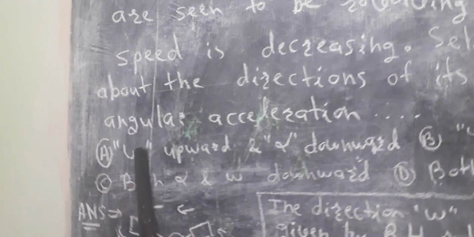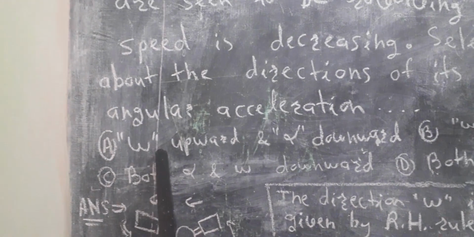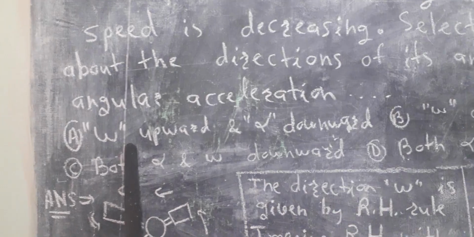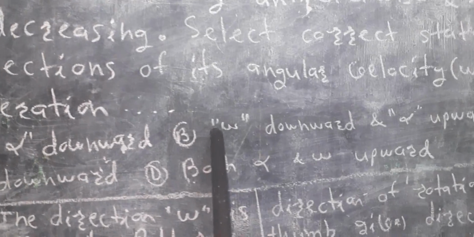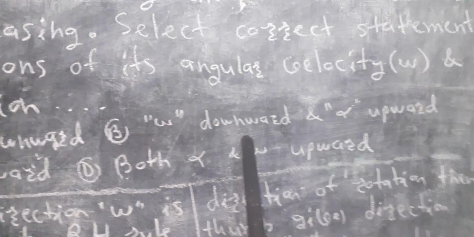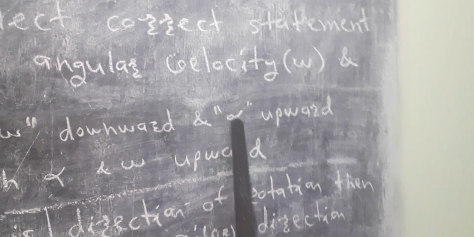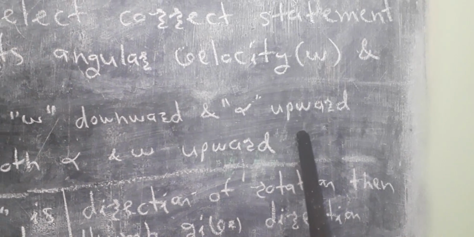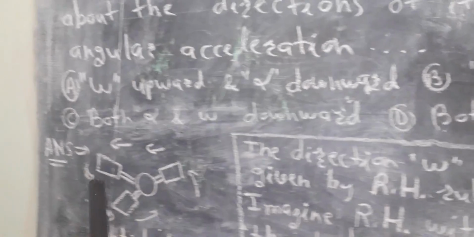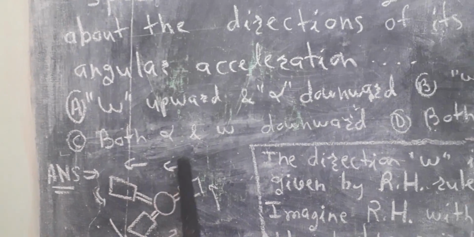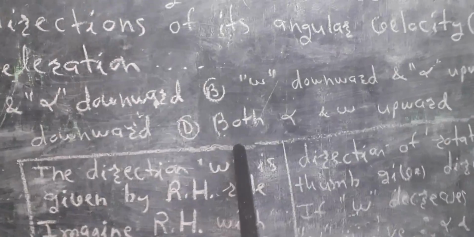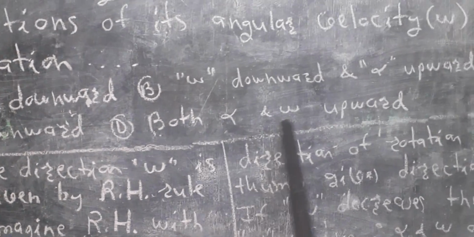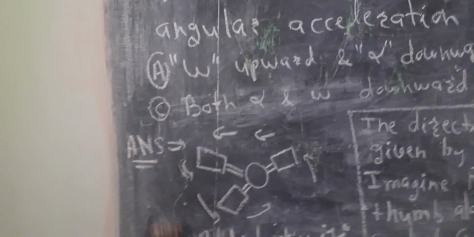First statement, A: omega, angular velocity, upward direction and alpha downward direction. Second statement, B: omega downward direction and alpha, that means angular acceleration, upward direction. Third, C: both alpha and omega downward direction. And fourth statement, D: both alpha and omega upward direction. Let us see in detail.